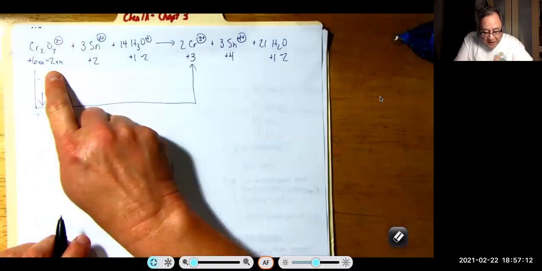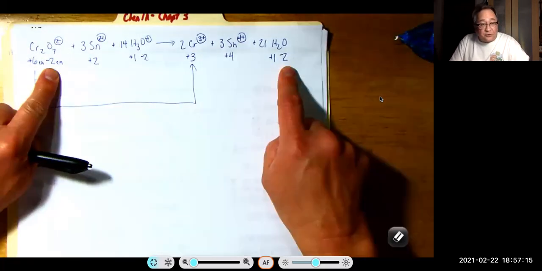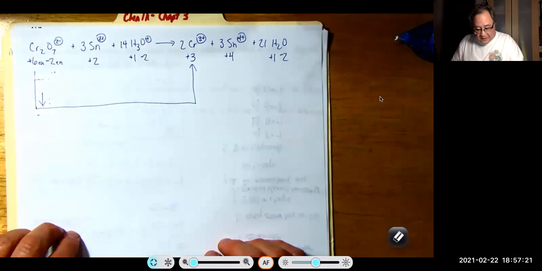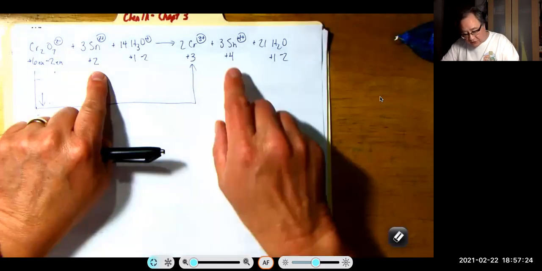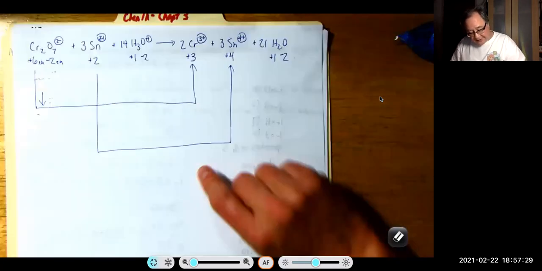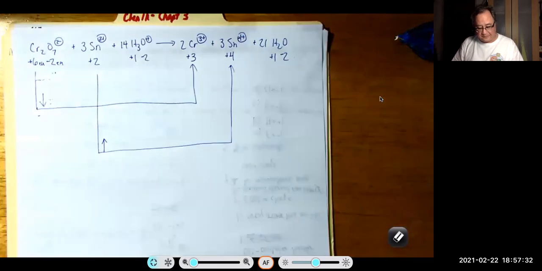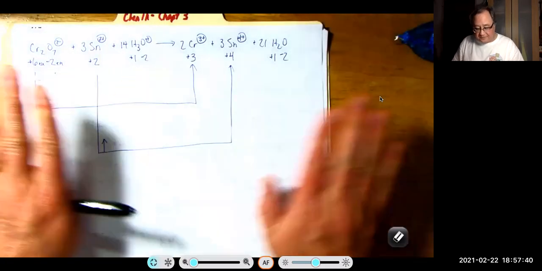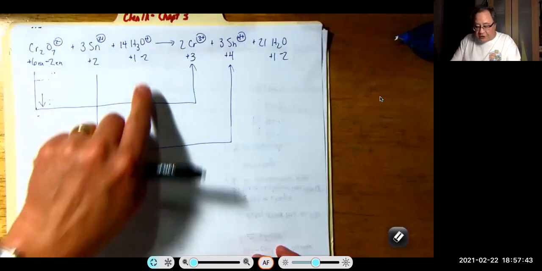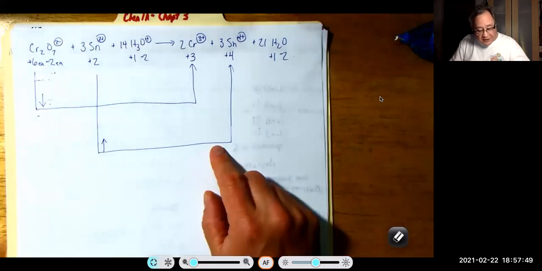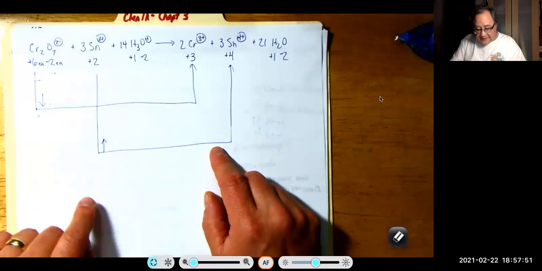Here, the oxygen is minus 2. If we look over here, it's a minus 2, no change. So I'm not going to draw any arrow here. The tin is a plus 2, and here it's a plus 4. So the tin, the oxidation number has increased. And here the hydrogen is a +1, and here it's a +1, so no change. And here we have a -2 and a -2, so no change. So the elements where the oxidation number has changed are chromium and tin.